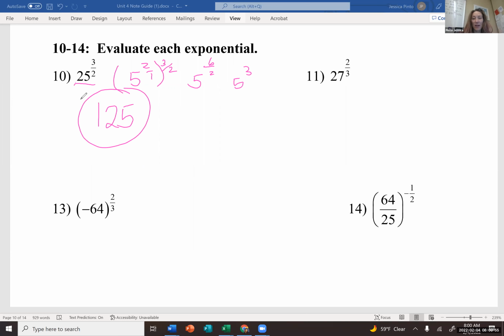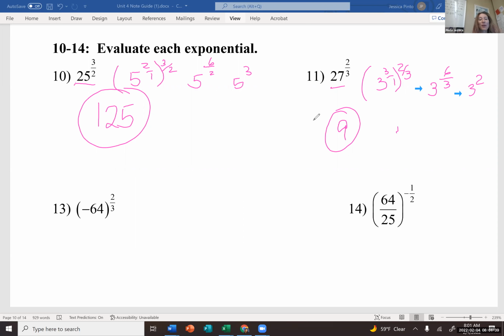Let's do number 11 the same way. So first, starting by translating 27 to exponents, I rewrite that as 3 to the 3rd power. This is still to the 2/3. Now I think of it as 3 over 1 so that I can correctly multiply. You might be able to cross cancel, and if you can, then this will go even faster for you. So this is now going to become 3 to the 6 over 3. Well, 6 over 3 is 2. So this becomes 3 squared. The numerical answer for that is 9.